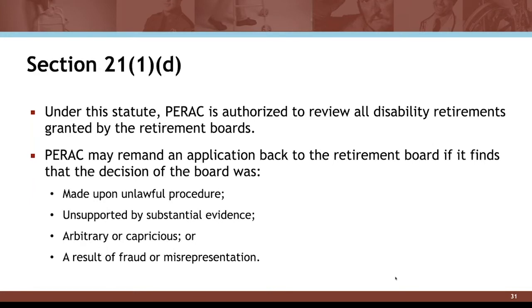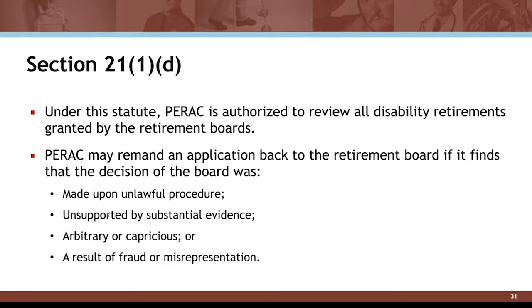PERAC's authority to review board grants of disability retirements can be found in section 21(1)(d). Pursuant to this statute, PERAC has 30 days to either approve or remand the application. If we do not do either of those things within 30 days, then it is deemed approved pursuant to the statute.